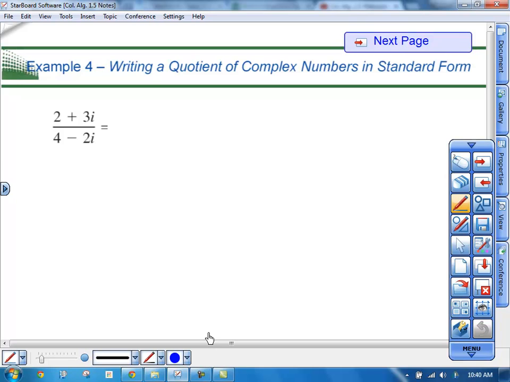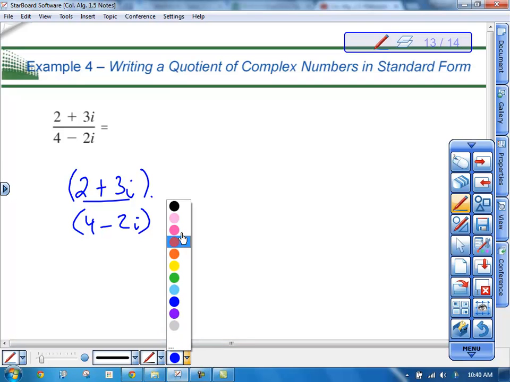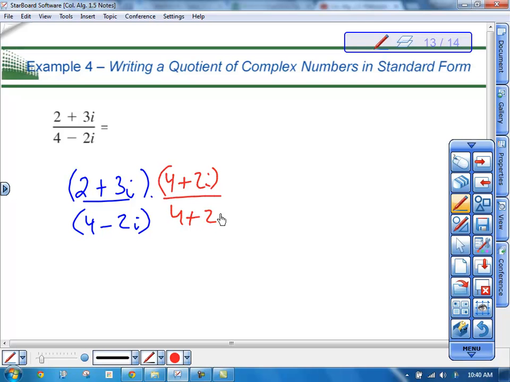An example then. This shows up in the web work, and it's a good problem. I'll definitely ask you this on the test because you have to know to multiply the top and the bottom of this by the conjugate in order to get a whole number at the bottom. So you'd have to multiply by 4 plus 2i on both the top and the bottom. You're really multiplying by 1, so you can do that.